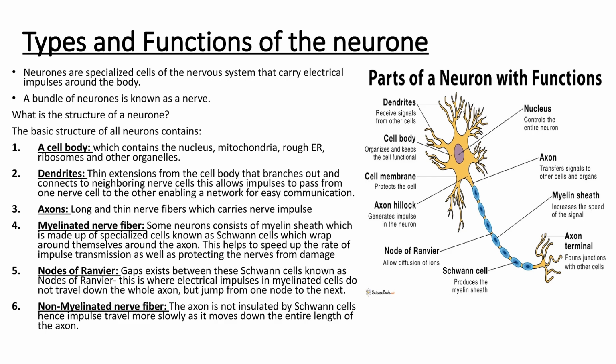What are axons? Axons are long and thin nerve fibers which carry nerve impulses. So axons are the actual fibers which carry the nerve impulses.